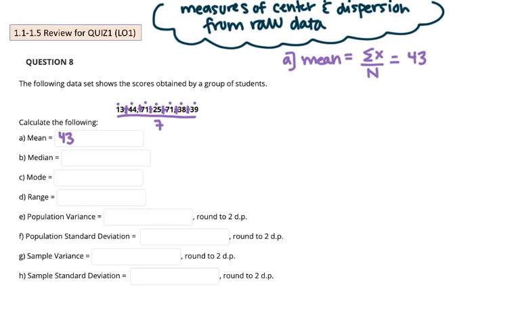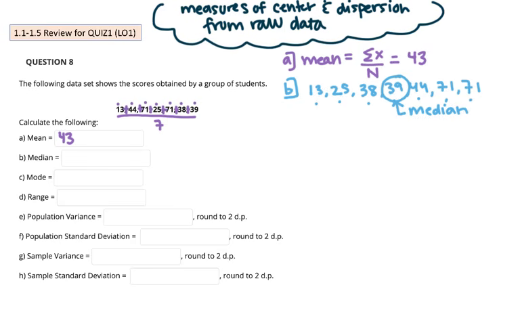Okay, the median, you take all the data points, you line them up from smallest to biggest. So let's do that. We've got 13 and then 25 and then 38, 39, 44, 71, and 71. That's 1, 2, 3, 4, 5, 6, 7. So the middle data point is this one. That is the median. If there were 2 in the middle, you just add them up and divide by 2. You find the middle of the middle. And in this case, there's only 1, so it's an easier question.